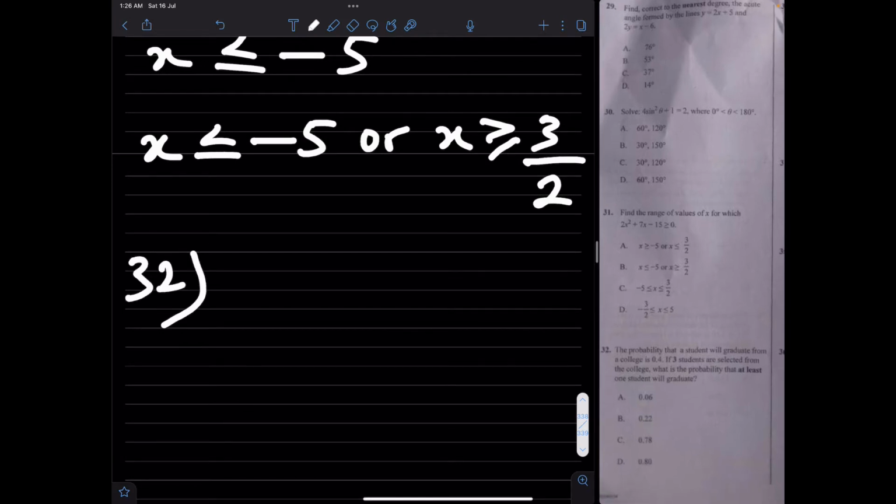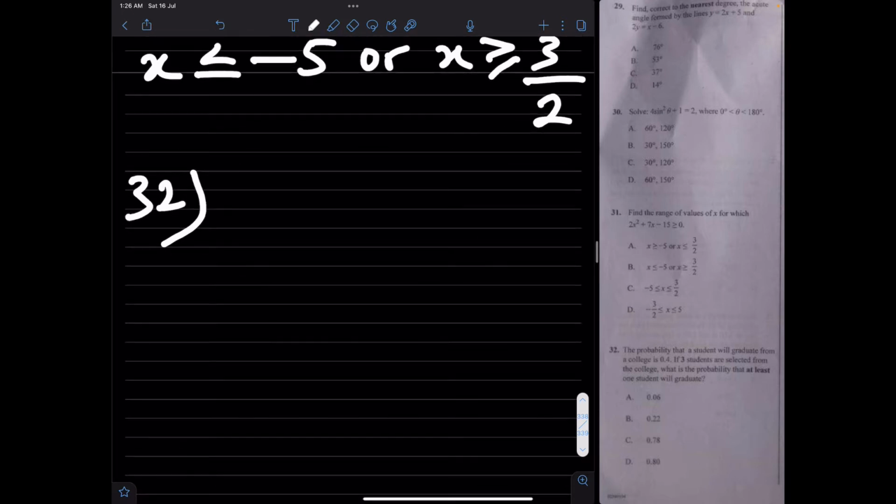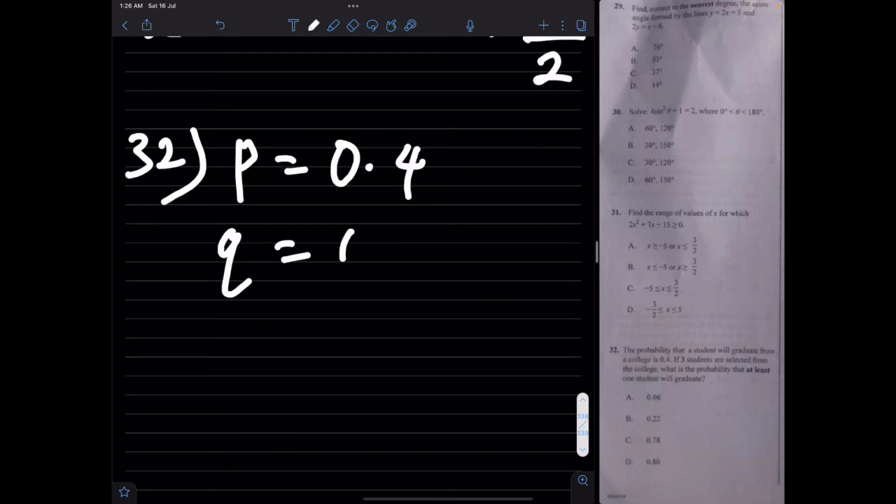Number 32. The probability that a student will graduate from a college is 0.4. If 3 students are selected from the college, what is the probability that at least one student will graduate? Oh, that's simple. That means success is graduation, which is 0.4, and failure will be 1 minus 0.4, which is 0.6.